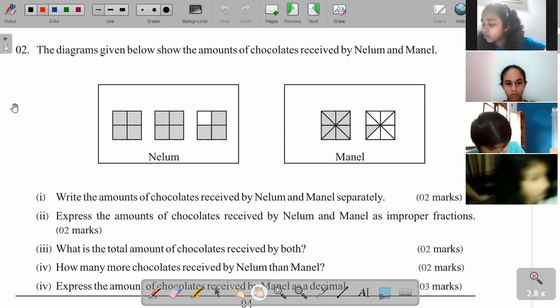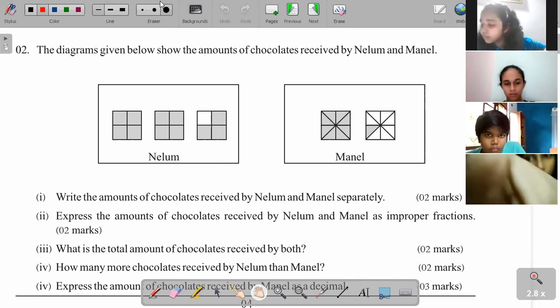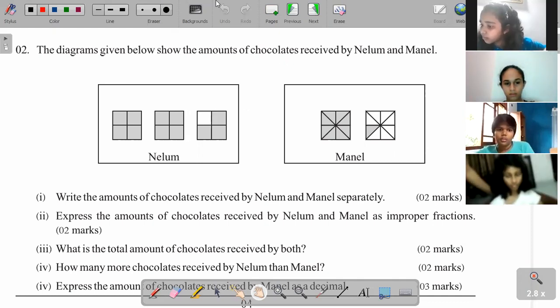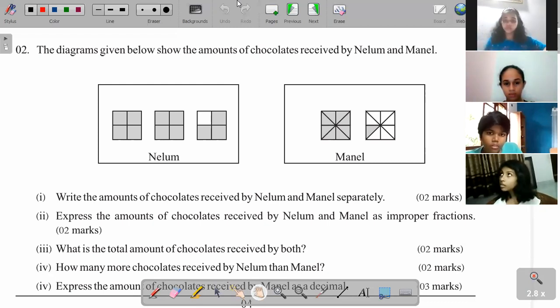Right, quickly do the second question. Right, after you finish this, raise your hand. Carefully read the question and write the answers. Quickly try, I will give a little time. Write the answers to this question. Right, so try to write the answers quickly.